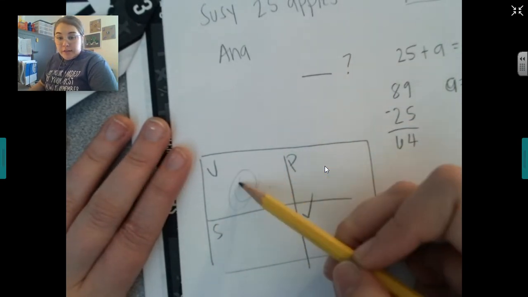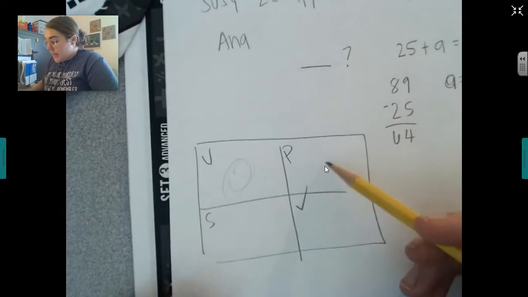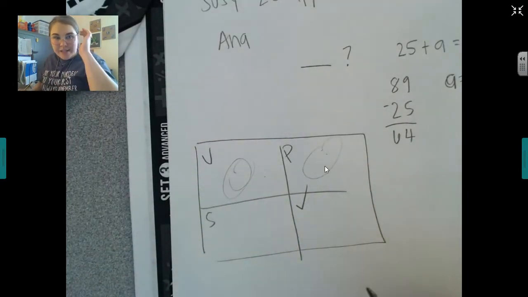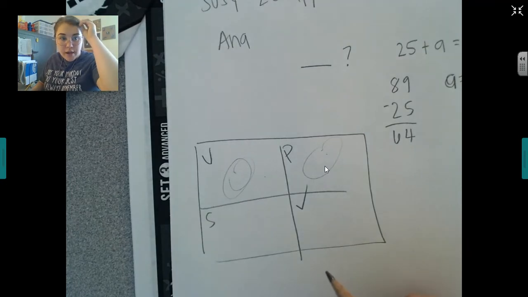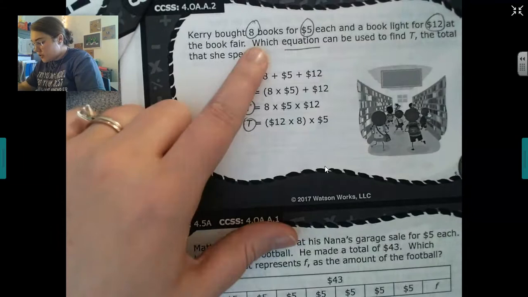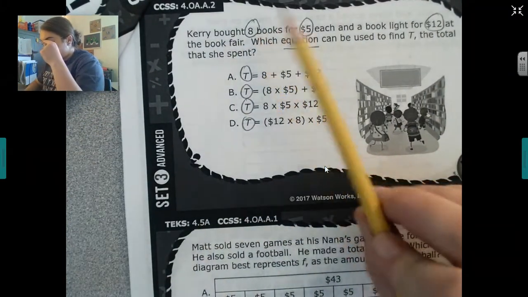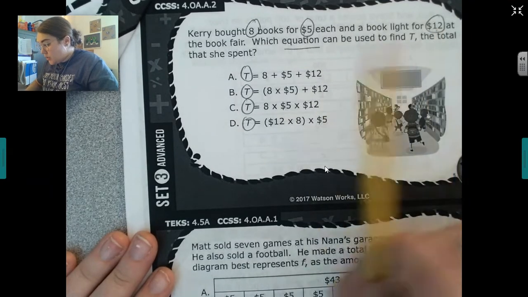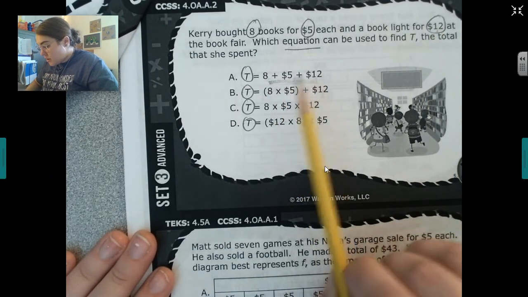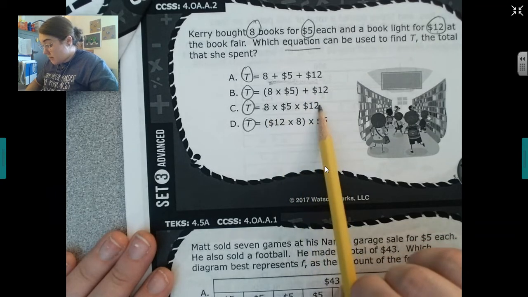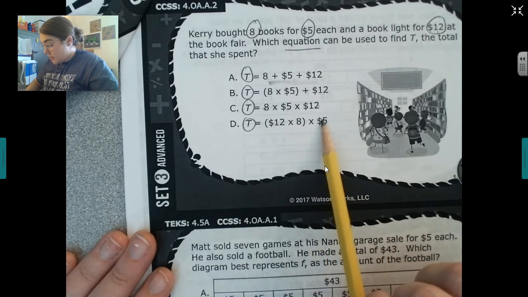This is where you understand the problem. This is where you plan out your problem. And when you plan, a lot of you write equations. That's how you're going to solve it. The only difference is they put that T in there. So how would you solve this? 8 books for $5 each and a book light for $12. So would you add all of them up? Would you multiply 8 times 5 and then add 12? Would you multiply them all together?